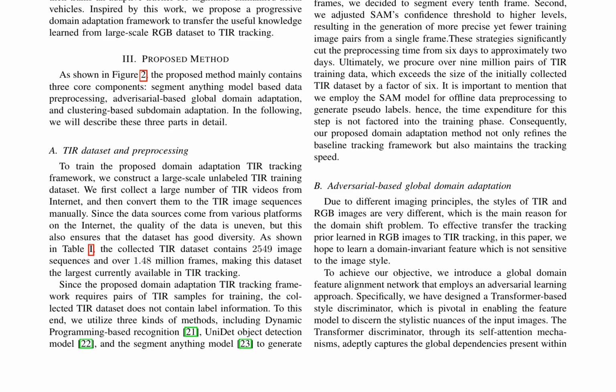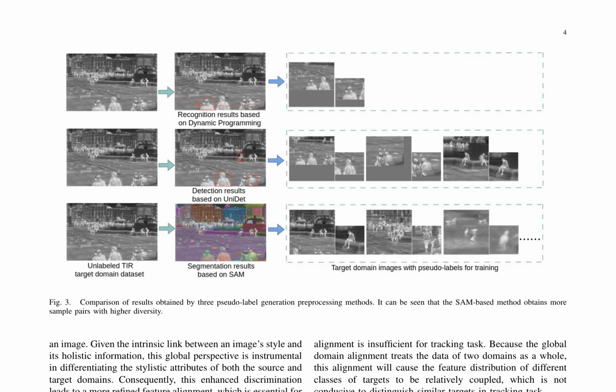This pre-processing step significantly reduces the time required for training and enhances the tracking speed. Adversarial-based global domain adaptation is employed to learn domain-invariant features that are not sensitive to image styles. A transformer-based style discriminator is designed to capture global dependencies within an image and differentiate stylistic attributes between the source and target domains. The feature extractor is trained with a least square loss function, aiming to generate features similar to the source domain and fool the discriminator.